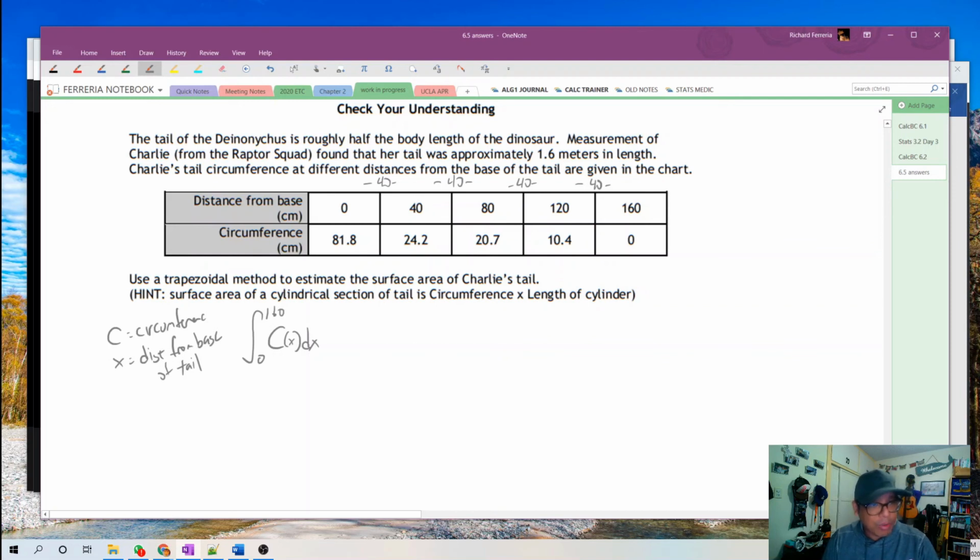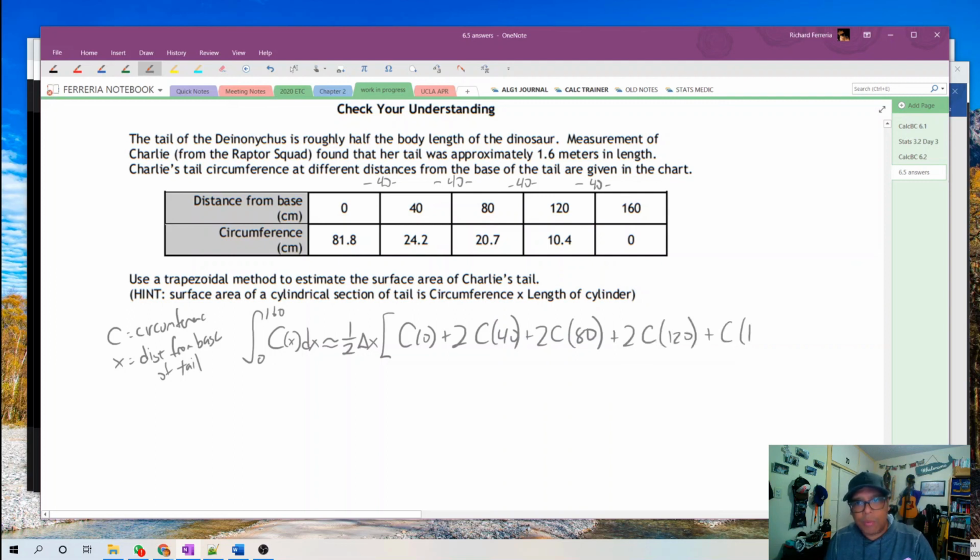So that's neither here nor there, because we're going to use the trapezoidal formula. That's going to be 1/2 delta x, and that's going to be c, why did I write an f? c of 0 plus 2 times c of 40 plus 2 times c of 80 plus 2 times c of 120 plus c of 160. Notice how this first term and this last term do not get multiplied by 2.